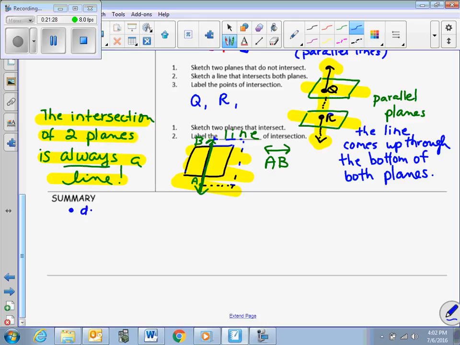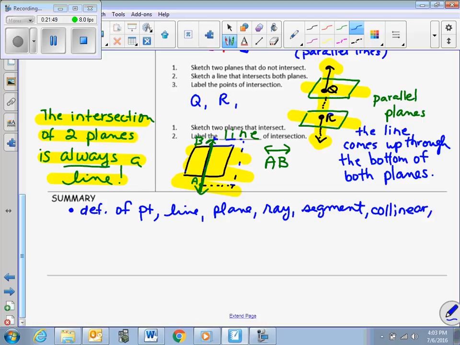I learned definitions of point, line, plane, what else? Ray, segment, collinear, coplanar. So I might not catch them all, but those are intersection, and opposite rays. So see, if I have all this jotted down here, then if I'm looking for something, I can quickly say, it's in that lesson.